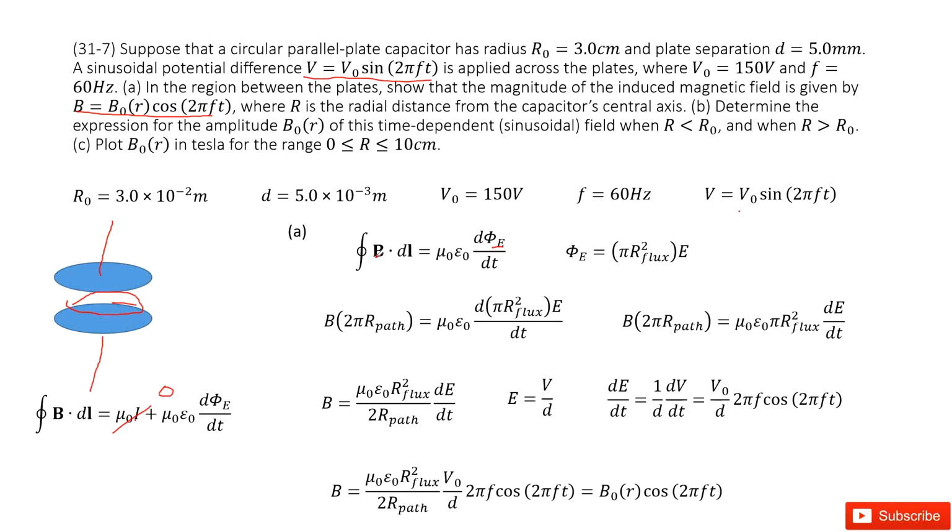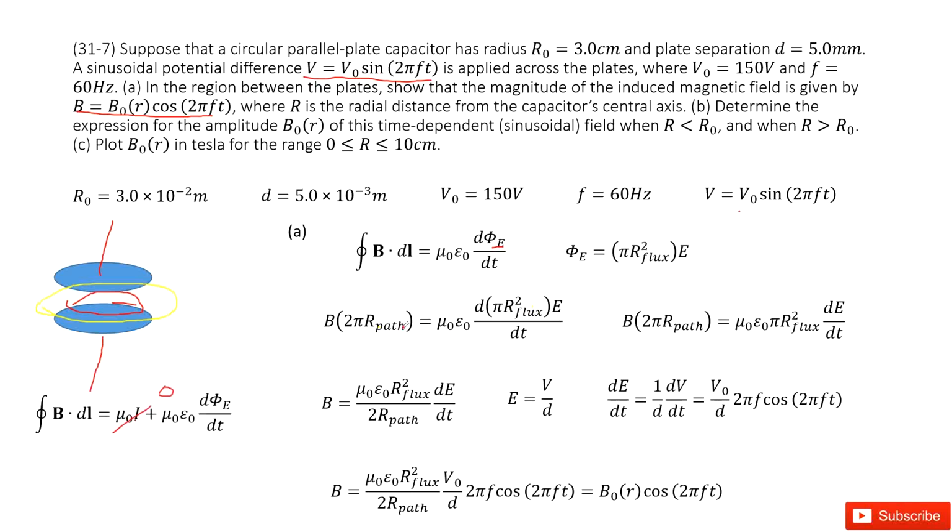Now we come back to B times dl. So this is B times the circle, the loop, which we draw to include all the magnetic field. So this is 2 pi r path. We can draw it in this way, right? Because we don't know r flux and r path, these two values we don't know yet, but we just write them there.